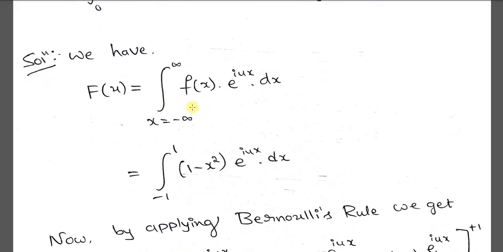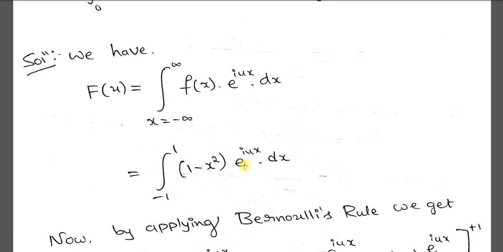As usual, write down the formula first. We have integration x from minus infinity to plus infinity f of x into e power iux into dx. So here it takes only from minus 1 to plus 1, by the definition of the given function. In other cases it is 0. So f of x is 1 minus x square, e power iux is as it is. Now we have to integrate these two.